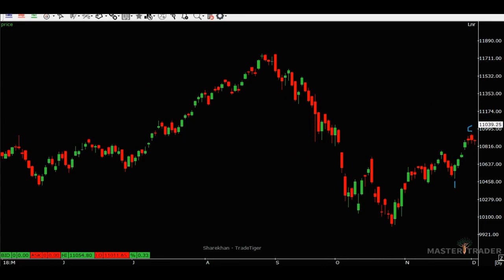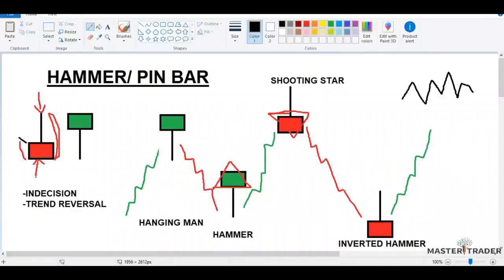So this is one of my favorite candlestick patterns, guys, hammer, because it works beautifully. It works really, really well, and especially for reversals. Okay, so whenever you see a hammer at the top of a trend or bottom of a trend, be alert. Okay, there may be a trend change. All right, so that's it for this pattern, guys.